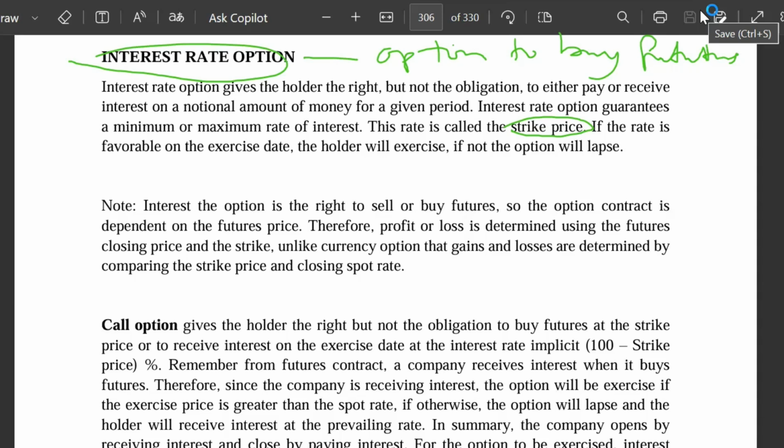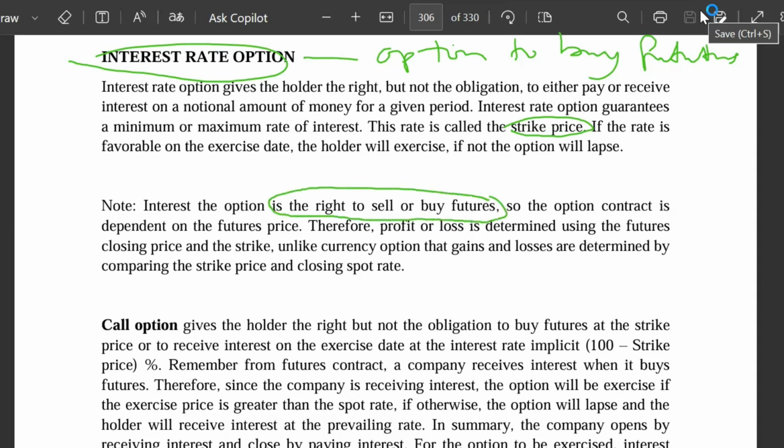For the interest rate option, if the strike price is favorable on the exercise date, the holder exercises. If not, the option will lapse. That means the holder of the option cannot make a loss. You can only make a gain, or you allow the option to lapse. Note, an interest rate option is the right to sell or buy futures.